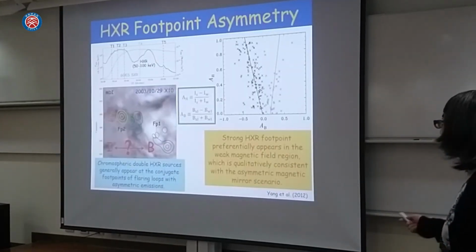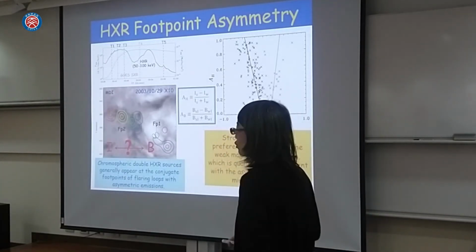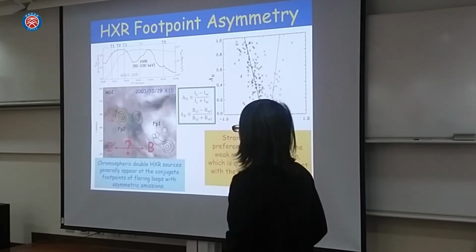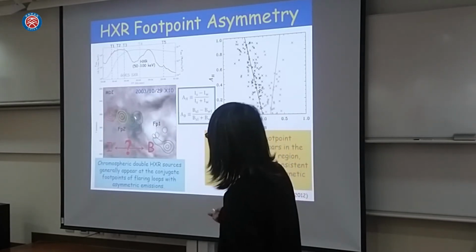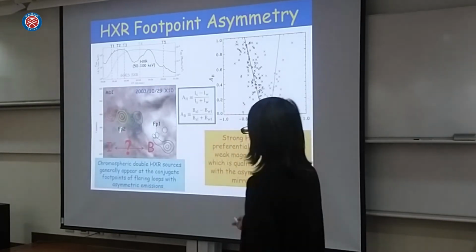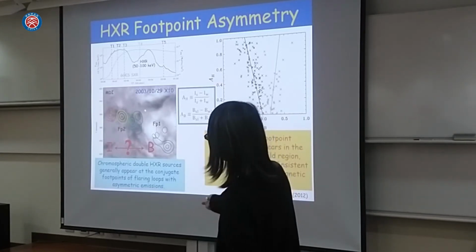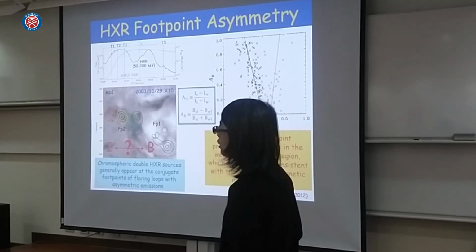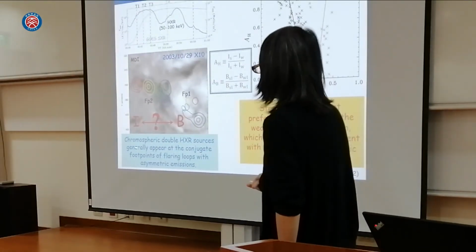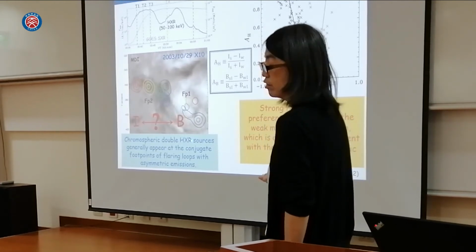And during the analysis, we found that the HXR footpoint emission usually appears asymmetric. You can see here the contours indicate HXR footpoints. Here there are 4.2, and here 4.1, and you can see the 4.2 is stronger than 4.1. And we want to know, is there any relationship between the HXR footpoint emission and the photosphere magnetic field?